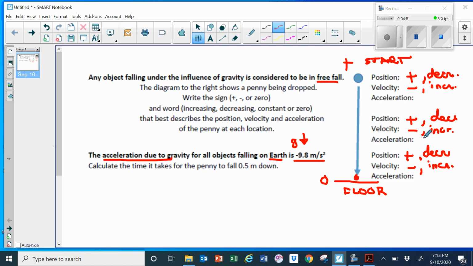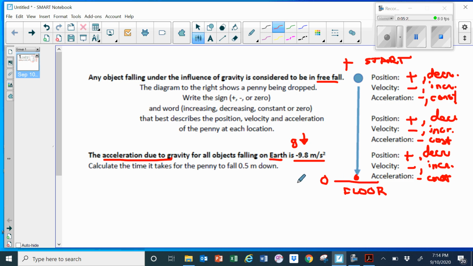Okay? Now, the acceleration. Look at this number. It's negative all the way down, and it's a minus 9.8 all the way down. It's a constant acceleration, so it's negative and it's constant, all the way down. So you should be able to remember this. Try to memorize this if you can, but if you can't, just think it through, and I think you'll be able to do that.